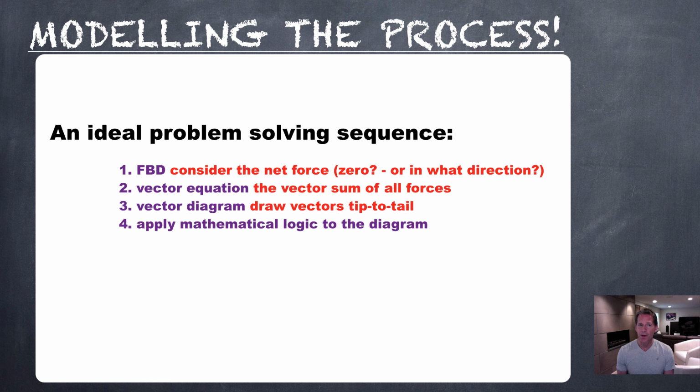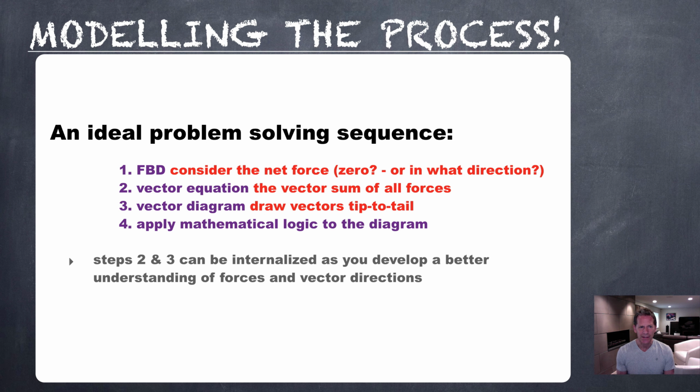So I hope that's illustrated the 4 steps in that detailed problem-solving sequence. So if you hit something really tough, then slow down and go through each of the 4 stages. But if your intuition is serving you well, step 2 and 3, you can really combine them and internalize them and go right from step 1 to step 4. So making that free body diagram is informed by the vector diagram, thinking of what the net force should be. And then you could go more quickly to the mathematical logic in your diagram. So I hope that's helped illustrate the process for you.